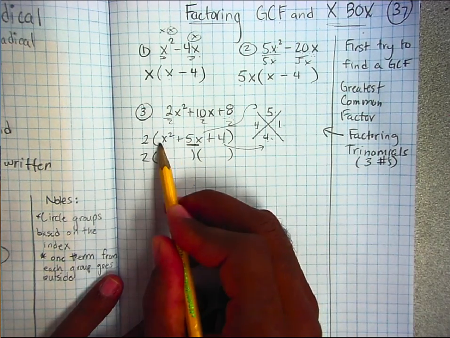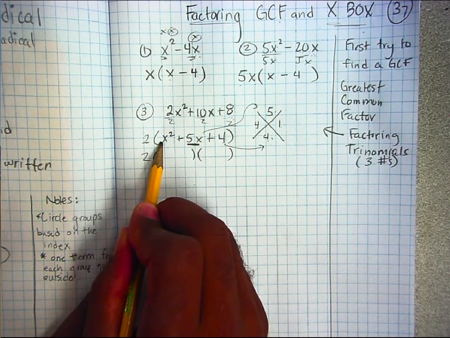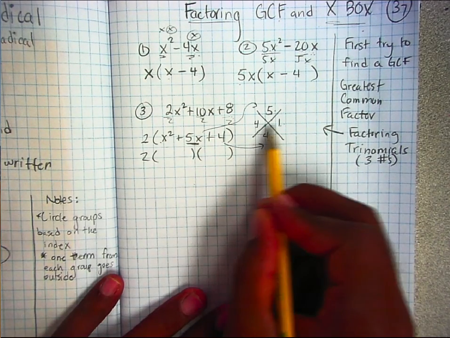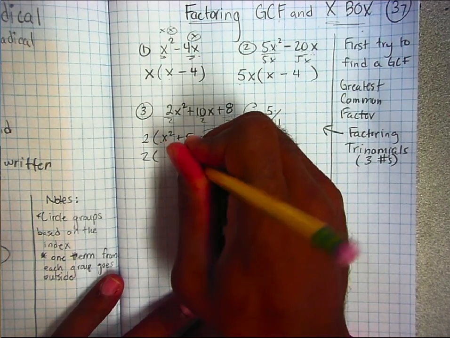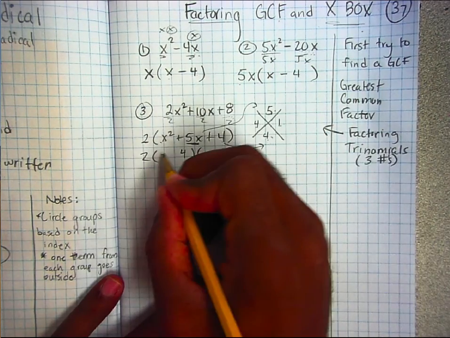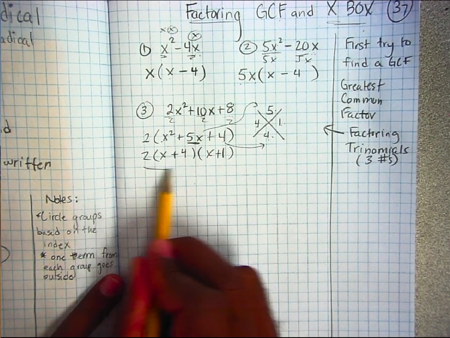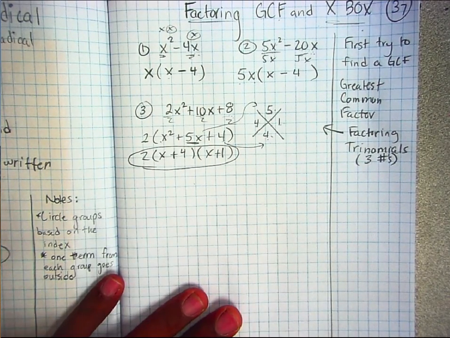Now, when your leading coefficient on the x squared is a 1, all I have to do is take these numbers and put them right into the binomial. And we practiced this the other day in class. Okay, and there is my final broken down factored polynomial.